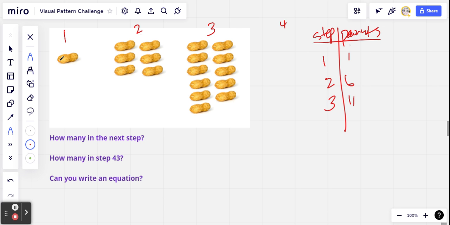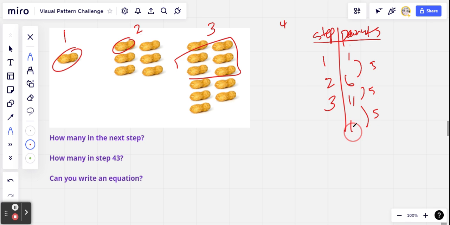So we started with 1. So here's that 1. And then we add 5 more to get 6. Here's that 6. We add 5 more. So it looks like we're going up by 5 every time. And if we take the difference here, 6 minus 1 is 5. 11 minus 6 is 5. So the next step, I should just add 5. So that would be 16 peanuts in step 4.